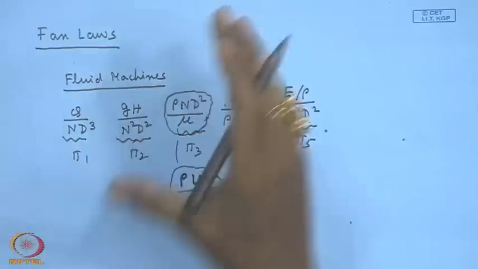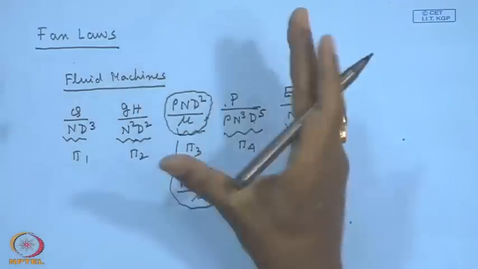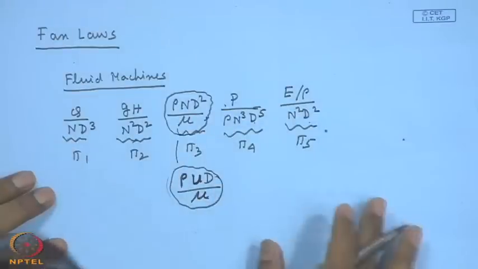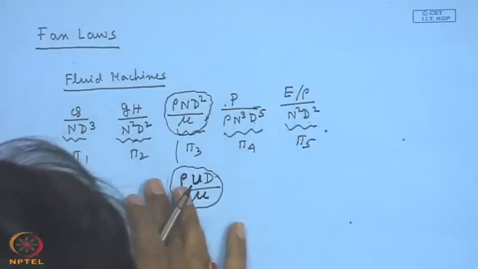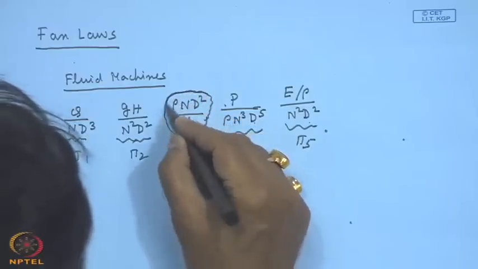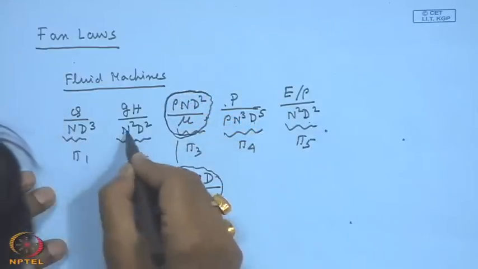Now, in fluid machines, the flow is highly turbulent. In those turbulent flows, the Reynolds number has very little influence on the flow parameters, mainly on the pressure loss or any other parameter. Therefore, in centrifugal compressors also, we have not included the property mu to find the dimensionless terms. So, as I told earlier in fluid machines, this term is not of much relevance. Only these terms are relevant.